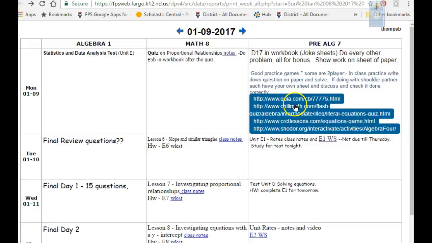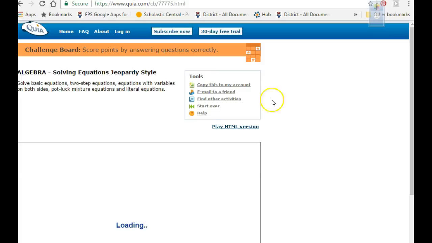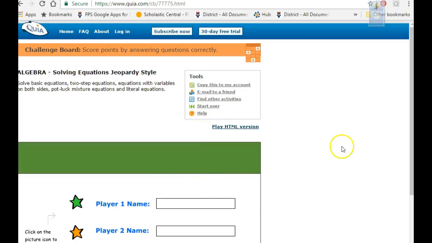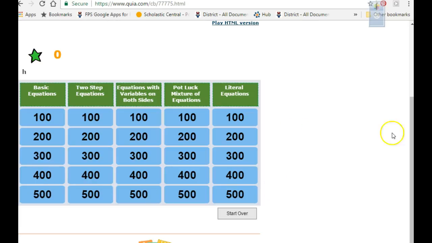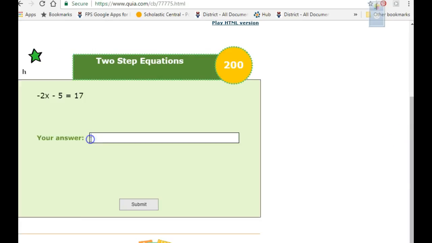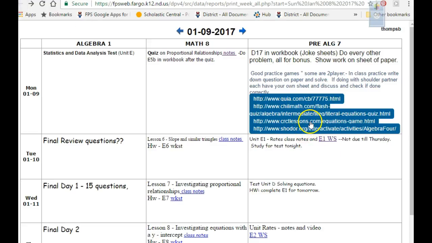So I just want you to know, this one is a game. You pick 2 players and you're shooting baskets. You can play the one-player game, or this one is not the basketball. I have a couple different ones. So this one is like you're doing a 2-step equation. Okay, here's my answer. And then you submit it and you get the point. So a little bit of Jeopardy, right? So there is a bunch of different games.